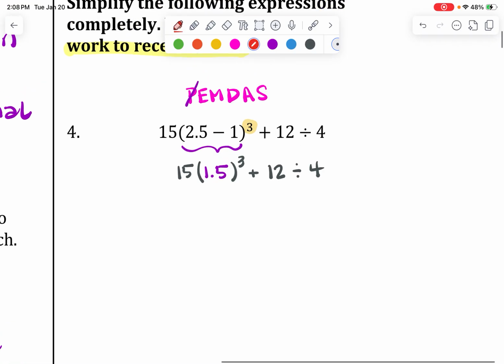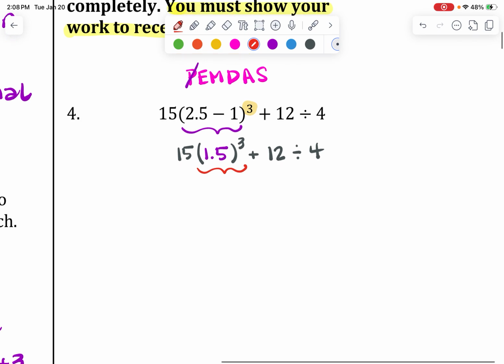All right, then I need to do the exponent, right? So I need to use my calculator, or you can do it in your head, I guess, if you want to. And you're going to use the power button, and you're going to raise 1.5 to the third power, which gives you 3.375. So I just did the exponent, so I'm going to cross that off, but I'm going to bring everything else down. Again, I'm still using parentheses because I still have that 15 multiplier in the front.